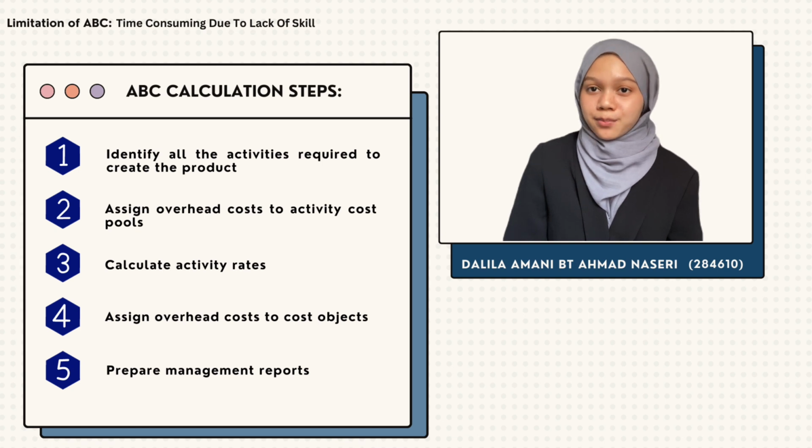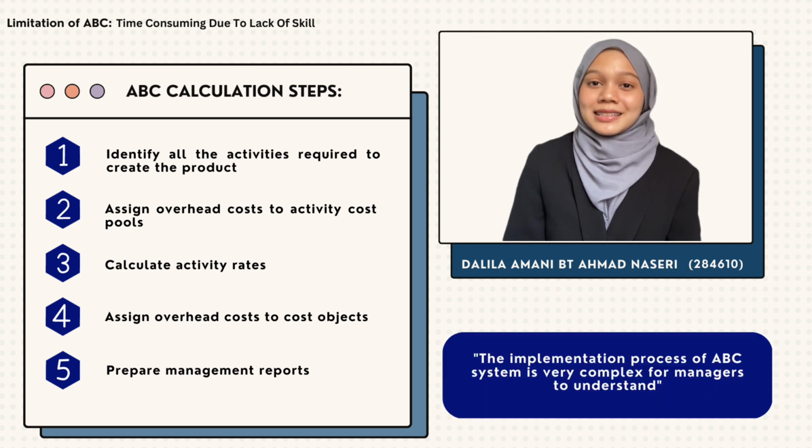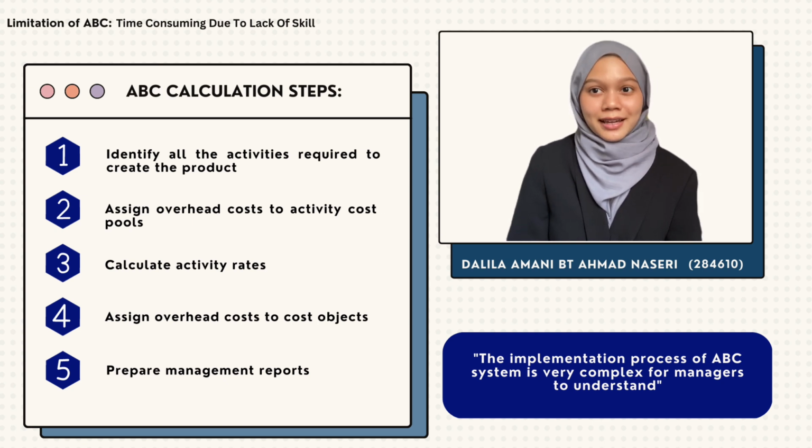To justify these points, we may take a look at this activity-based costing calculation. First, we need to identify all the activities required to create the product. Second, assign overhead cost to activity cost. Third, calculate activity rates. Fourth, assign overhead cost to cost object. And fifth, prepare management report. This step has demotivated the workers to implement activity-based costing because it takes much more time compared to other costing methods. Besides, it is very complex for managers to understand.